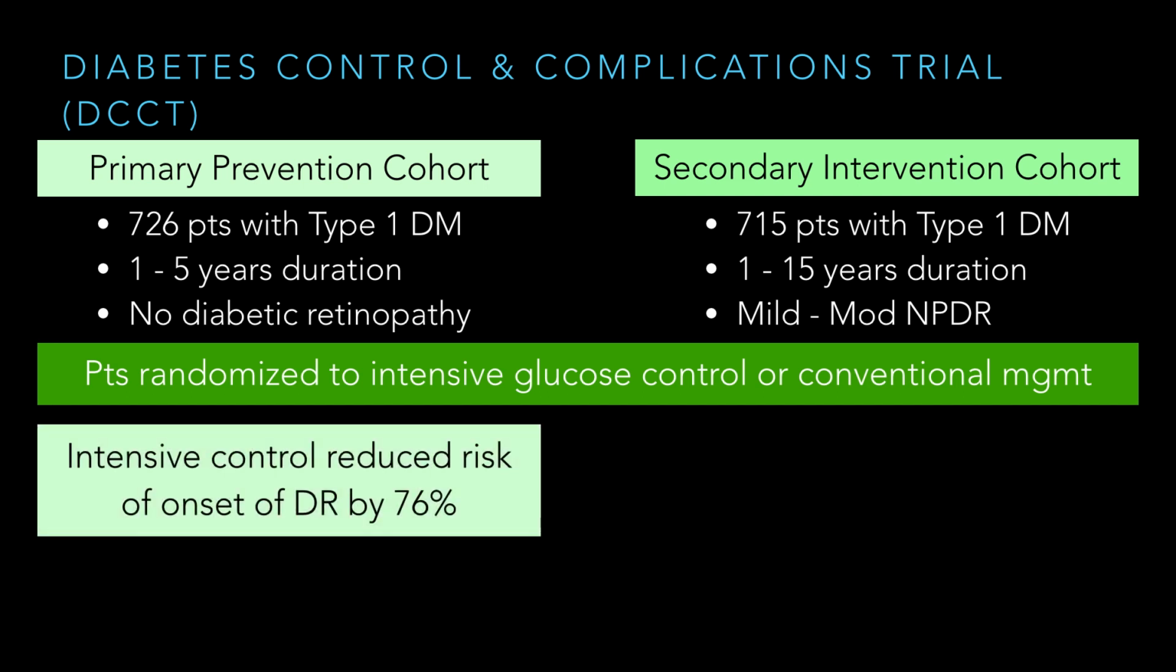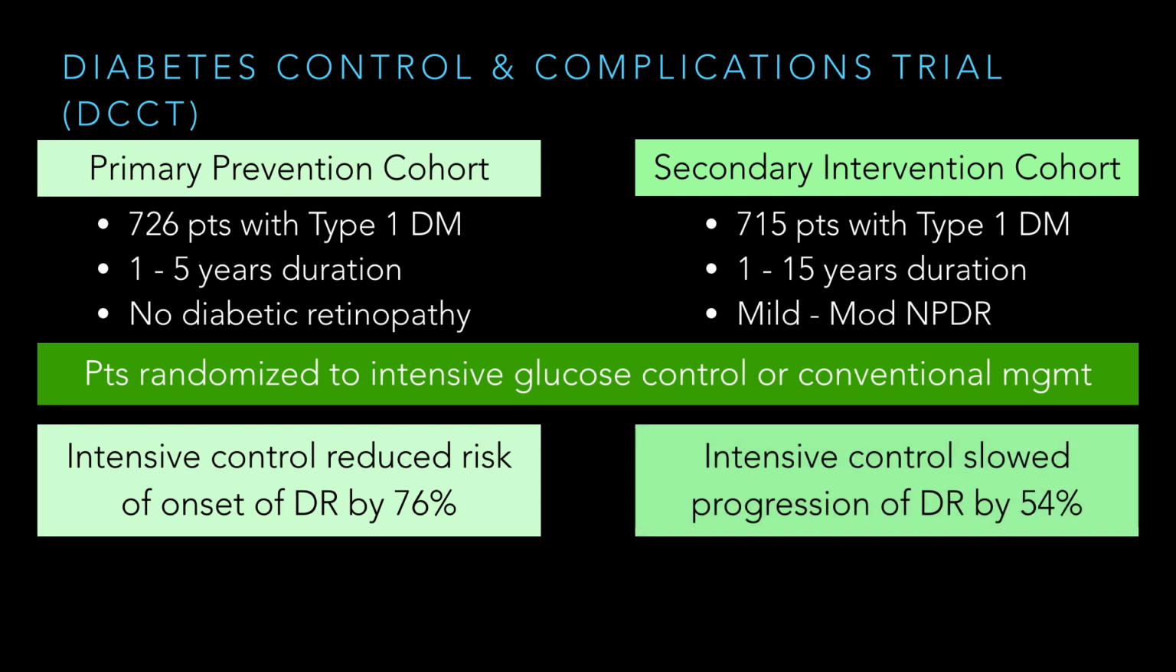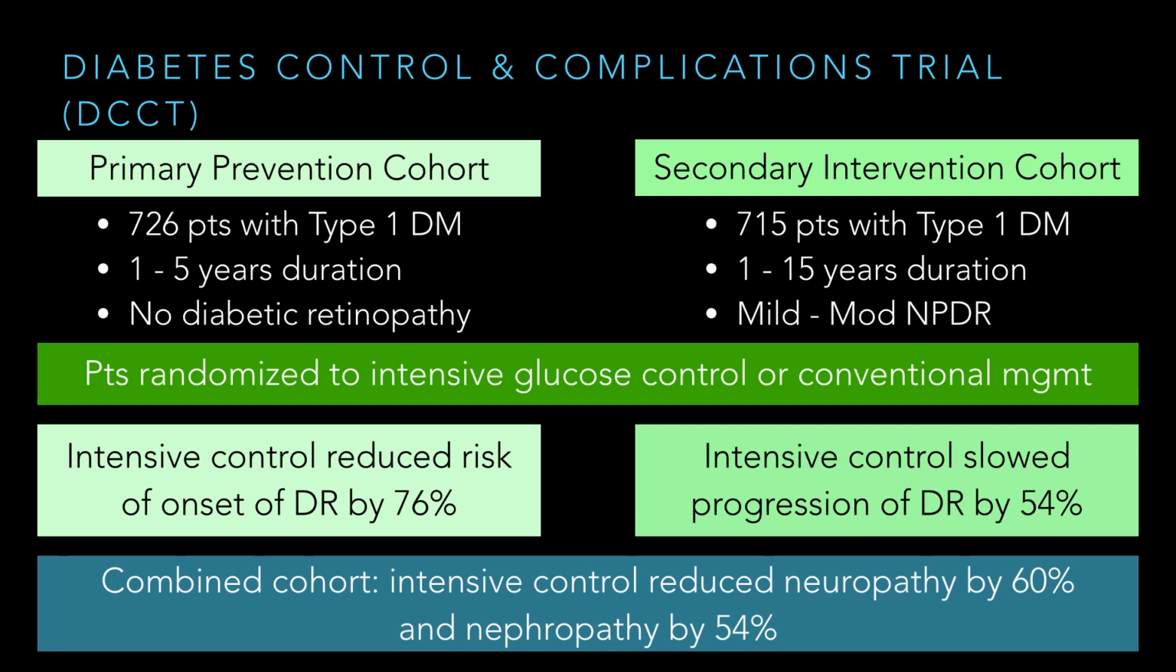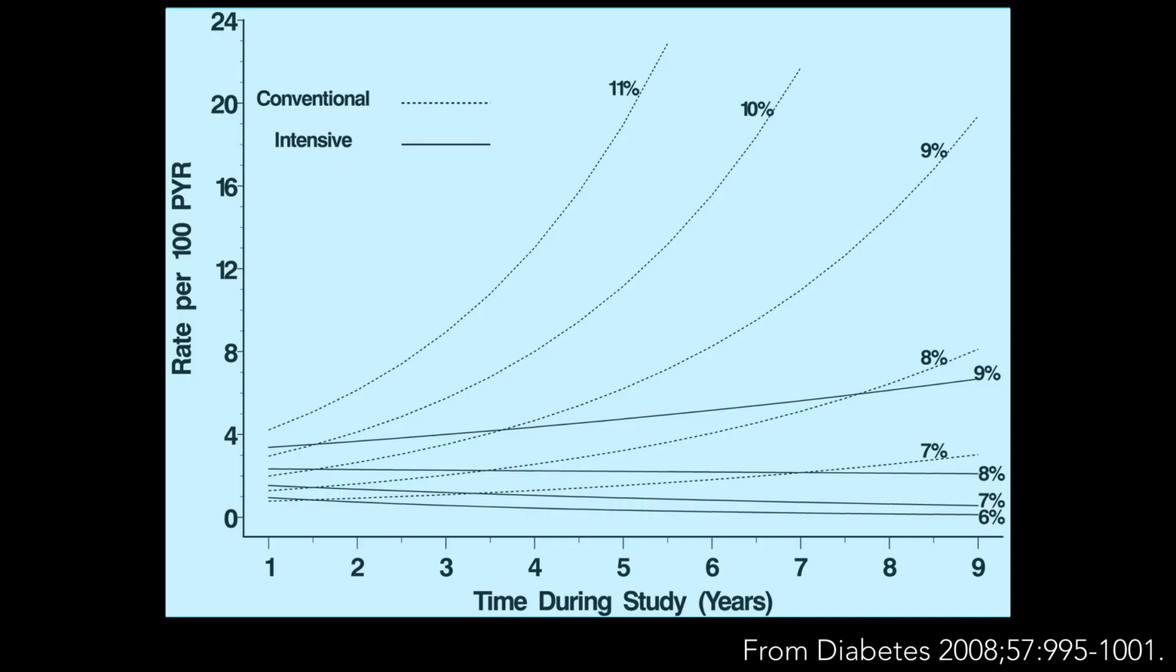And the primary prevention reduced the risk of onset by 76%. The secondary intervention, again, they already had it, so we're just talking about slowing progression, using this modified Early Treatment Diabetic Retinopathy Study scale, by 54%. So yeah, you want to control it well if you can. They also showed that it reduced nephropathy and reduced neuropathy, right? They also showed that DCCT showed a reduced incidence of FMG, PRP, and diabetic macular edema.